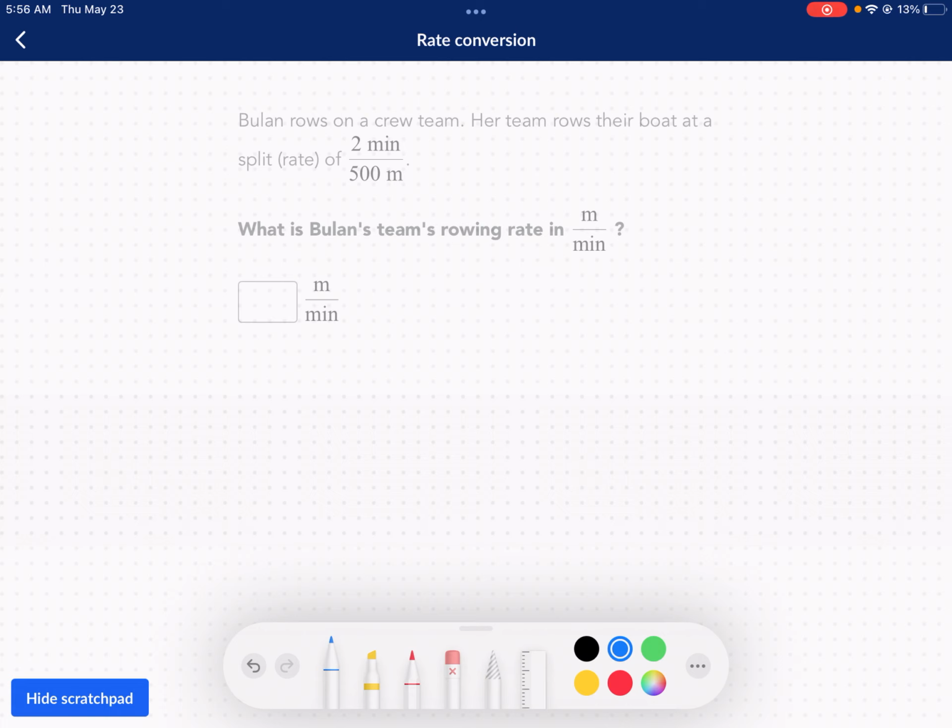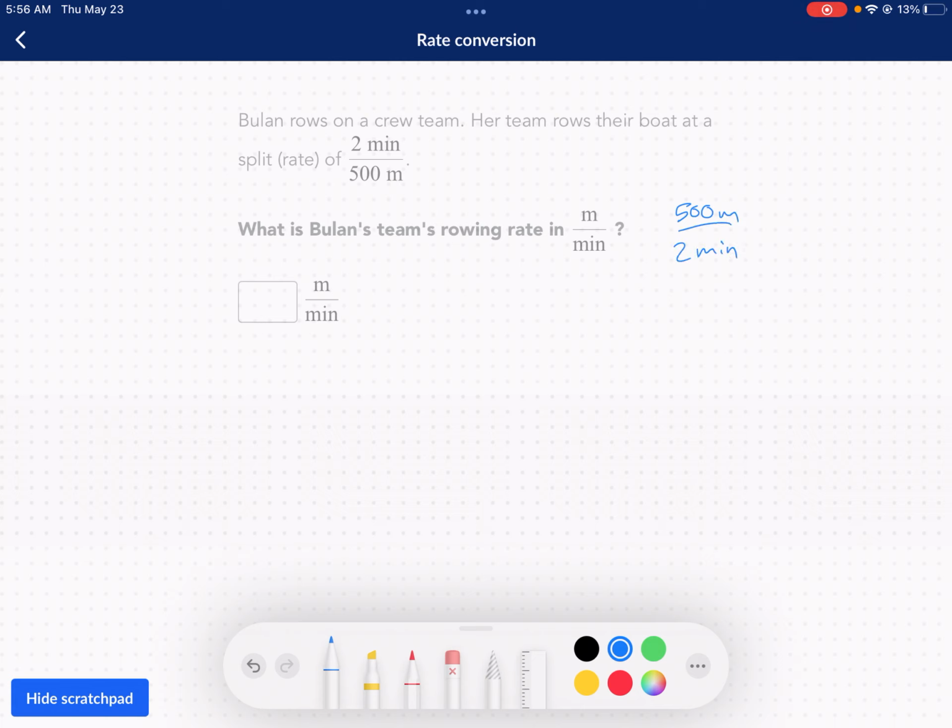Boulan rows on a crew team. Her team rows their boat at a split rate of 2 minutes for every 500 meters. Okay, so we want to do meters per minute. So this one's actually the easiest. We're just going to flip it. It wants meters on top, right? So we're going to flip it: 500 meters over 2 minutes.